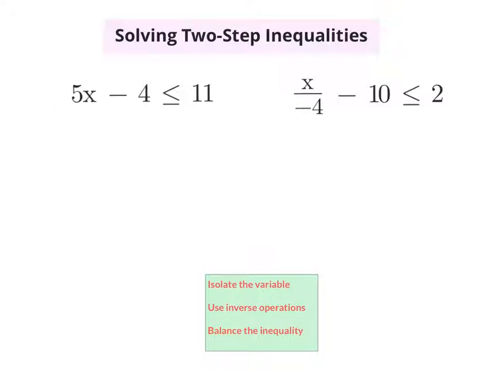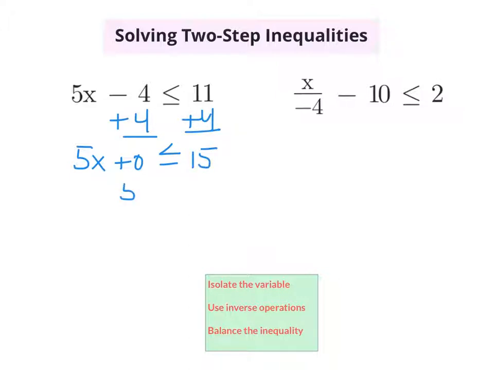I'm going to look at my constant, which is a 4, and the operation on the side of the inequality with the variable is a subtraction, and we undo subtraction with addition. So I'm going to add 4 to both sides of my inequality. I'm now going to clean it up and bring down my 5x. A negative 4 plus a positive 4 is 0. I bring down my less than or equal to symbol, and 11 plus 4 is 15.